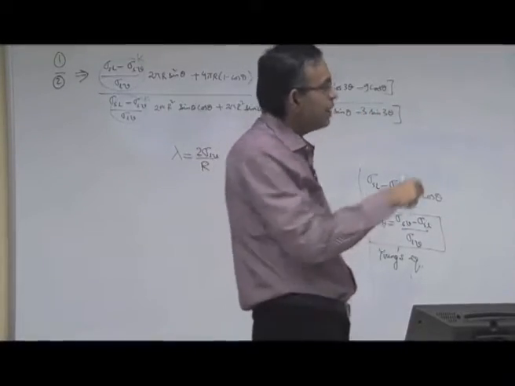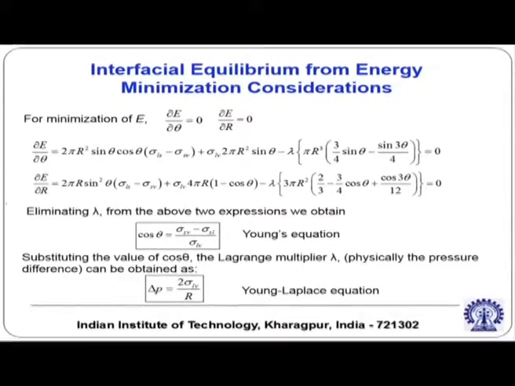But if you look into the expression, cos theta equal to sigma SV minus sigma SL by sigma LV, that is Young's equation, and substituting the value of cos theta, the Lagrange multiplier can be obtained as 2 sigma LV by R. This we can confidently say even without doing the algebra, because it carries some physical concept associated with it. See, in the expression for E, actually we had lambda into the volume, and if that lambda is delta p, then that delta p into volume actually becomes physically the work done.